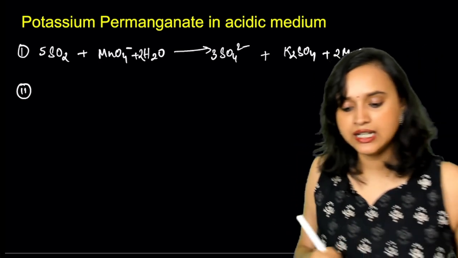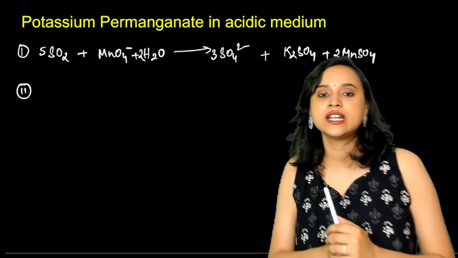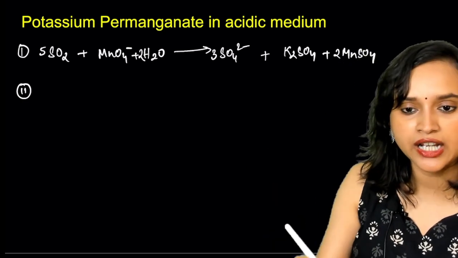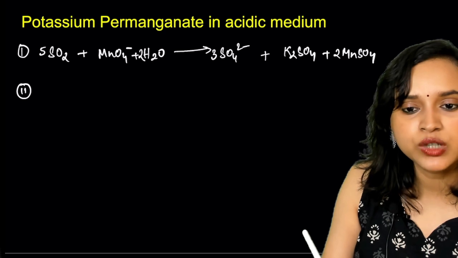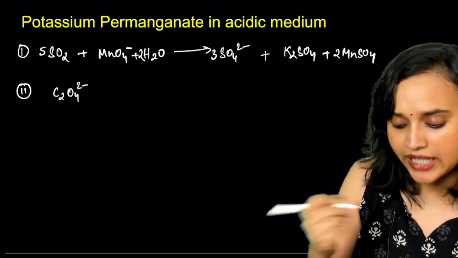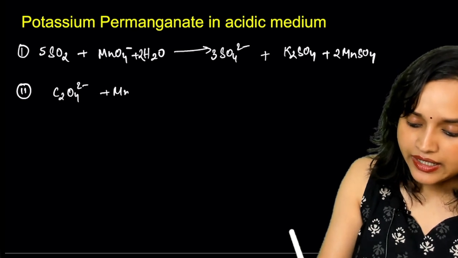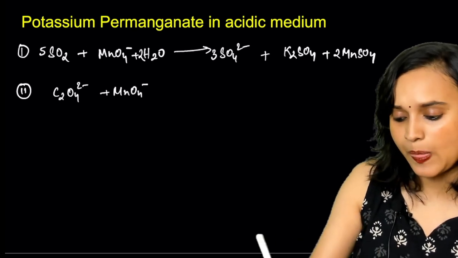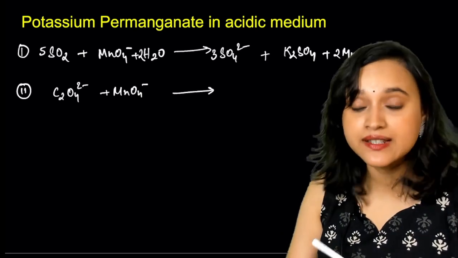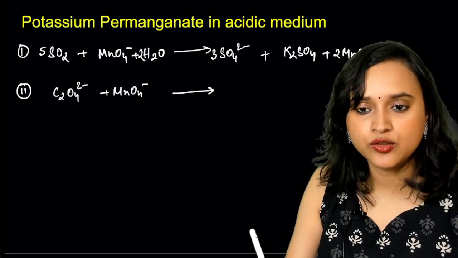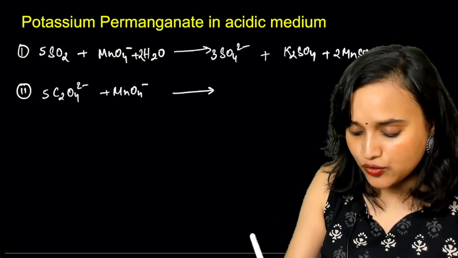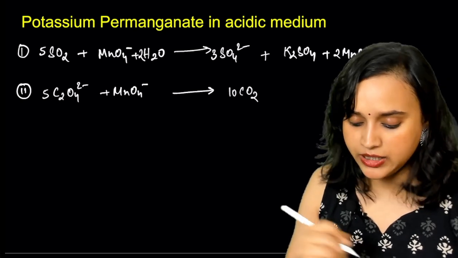Second one, everybody, what else? Oxalate to carbon dioxide, that also happens. So for oxalate, you know what your oxalate is? Oxalate is C2O4 2 minus. When it reacts with MnO4 minus, you will be getting carbon dioxide. Let's say that you have 5 C2O4, it is going to give you 10 carbon dioxide.